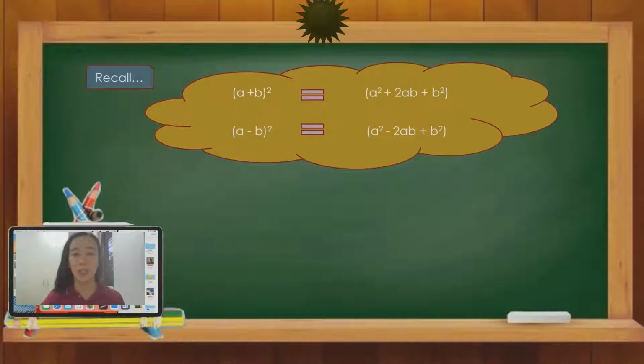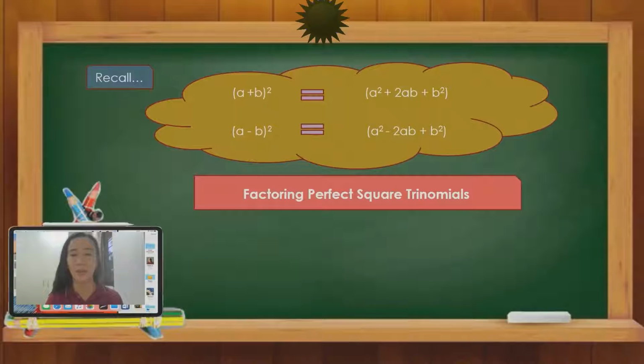In the previous school year, we have already learned that (a + b) squared is equal to a squared plus 2ab plus b squared, and (a - b) squared is equal to a squared minus 2ab plus b squared. Our next topic is about factoring perfect square trinomials.